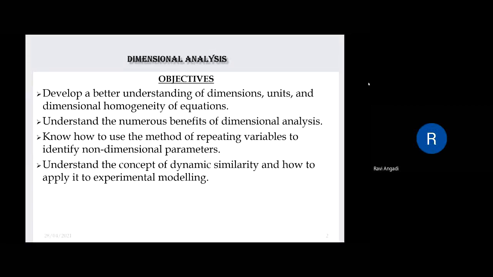Different parameters means physical quantities. So can you tell what you mean by physical quantities? Any quantity which can be measured. Yes, any quantity which can be measured is called a physical quantity, like area, volume, discharge, length, mass, weight. So these are all called physical quantities, or we can call them parameters.